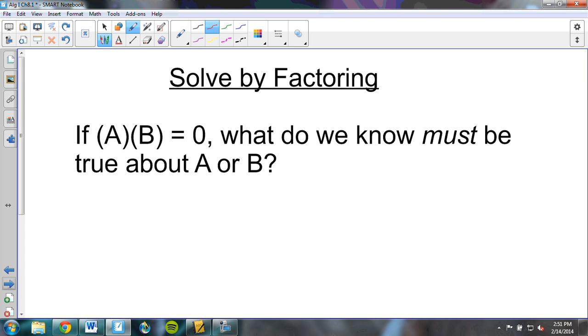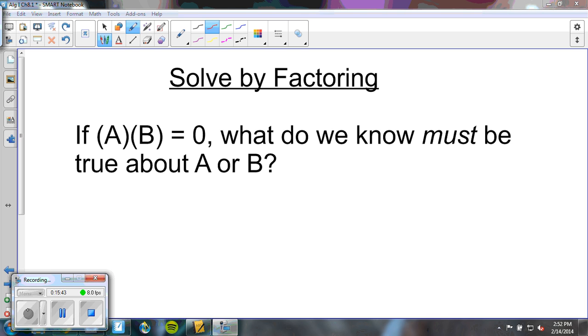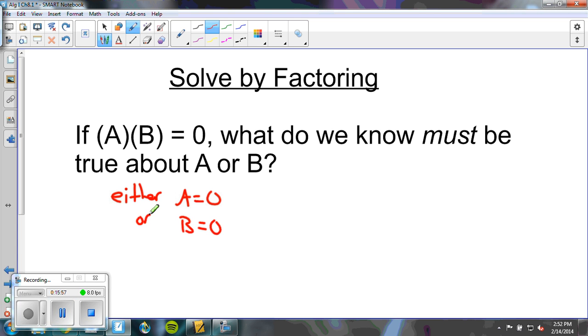Remember, we talked about needing to solve problems like this. We talked in class about how if a times b is 0, we know that either a equals 0 or b equals 0. One of those two things must be true. It's possible they both equal 0, but that's not necessary.